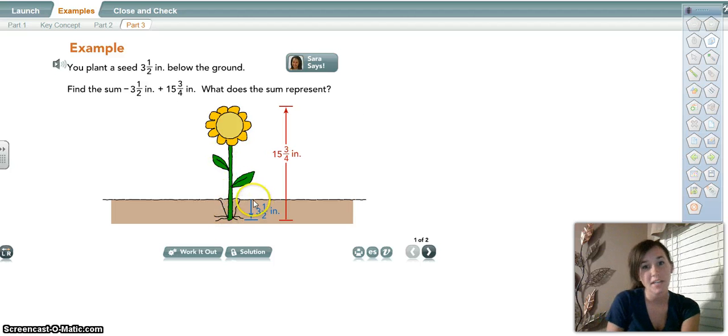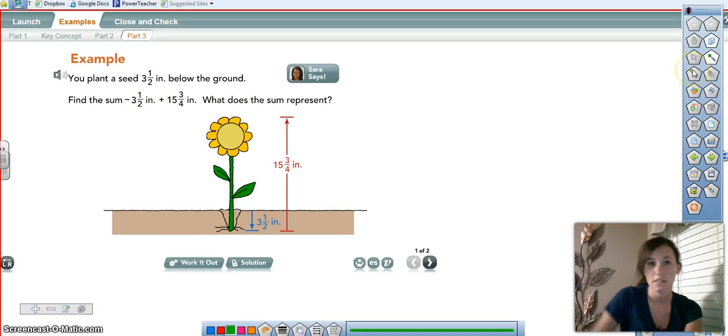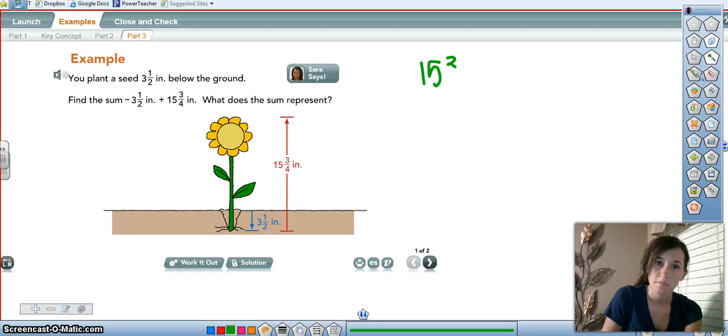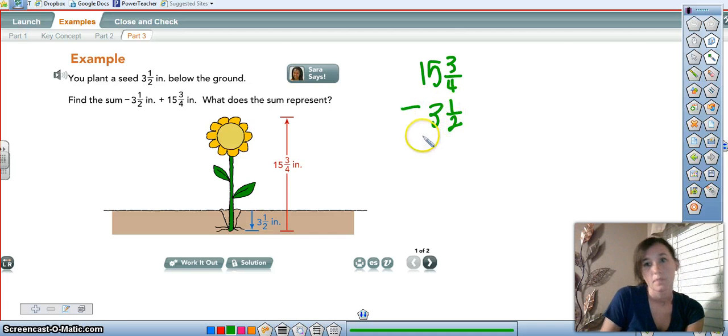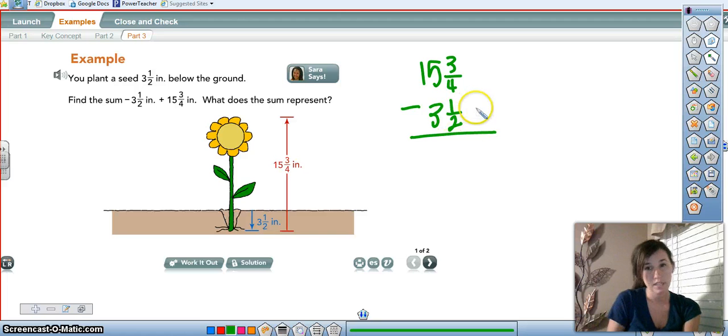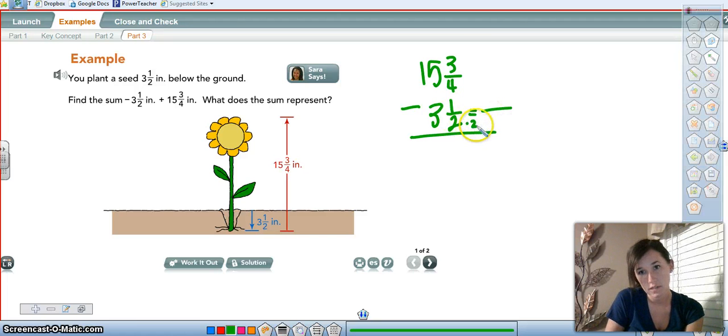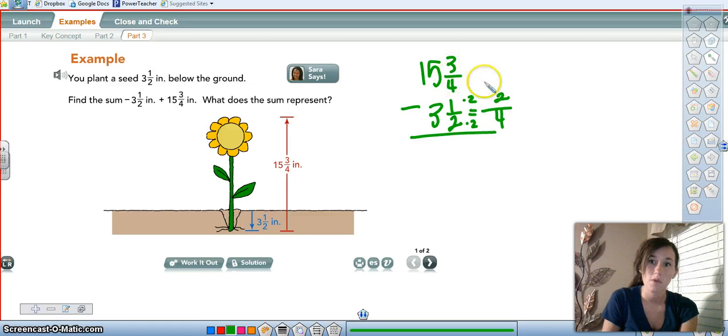Okay, when you plant a seed below the ground, that's negative 3.5 inches. And when it grows, that's positive 15 3/4. Well, these signs are different, so we'd find the difference of our numbers, bigger minus smaller. Now we need common denominators, so let's do this one times 2. 3/4 take away 2/4 is 1/4. And 15 take away 3 is 12.